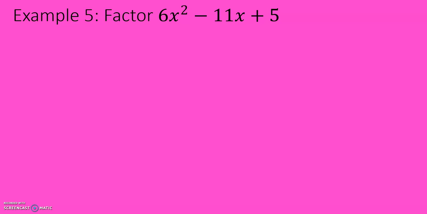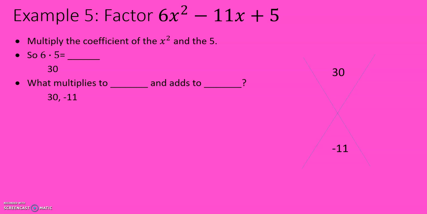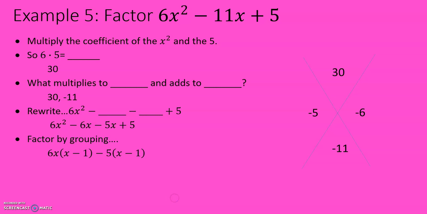Example 5, factor 6x squared minus 11x plus 5. 6 times 5 is 30. So what multiplies to 30 and adds to negative 11? Negative 6 and negative 5. Rewrite as 6x squared minus 6x minus 5x plus 5. Factor by grouping. 6x times x minus 1 minus 5 times x minus 1. 6x minus 5 times x minus 1.